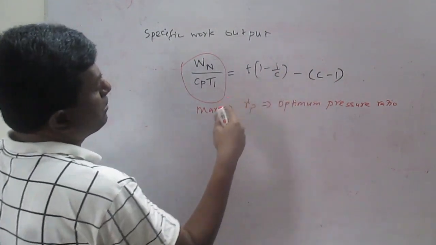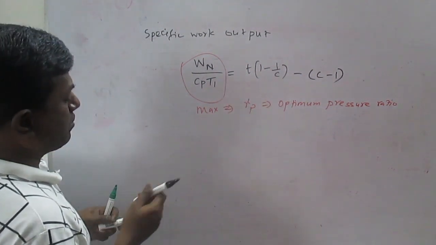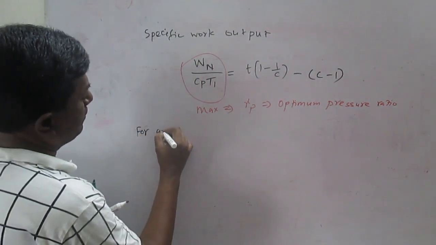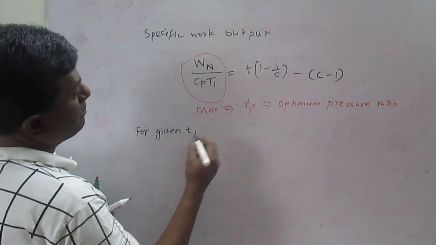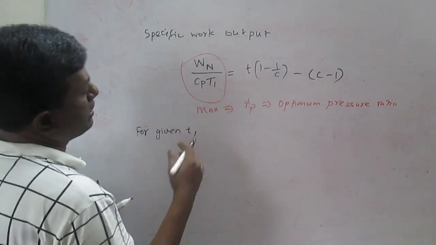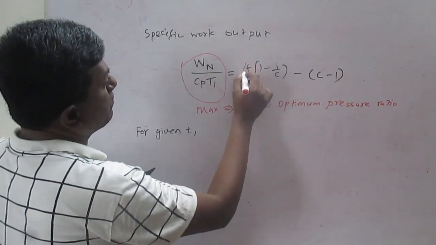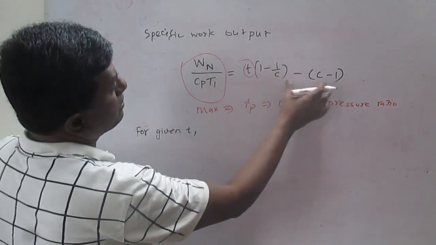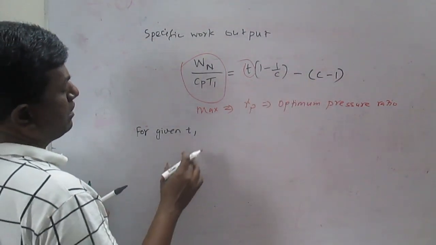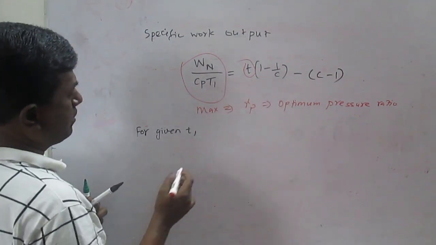This happens at the optimum pressure ratio, because for a given T, that is also what we have to understand, there is a particular pressure ratio at which the specific work output becomes maximum. Here this quantity is fixed, and this C, the pressure ratio, we are optimizing. So how will we find the optimum pressure ratio?